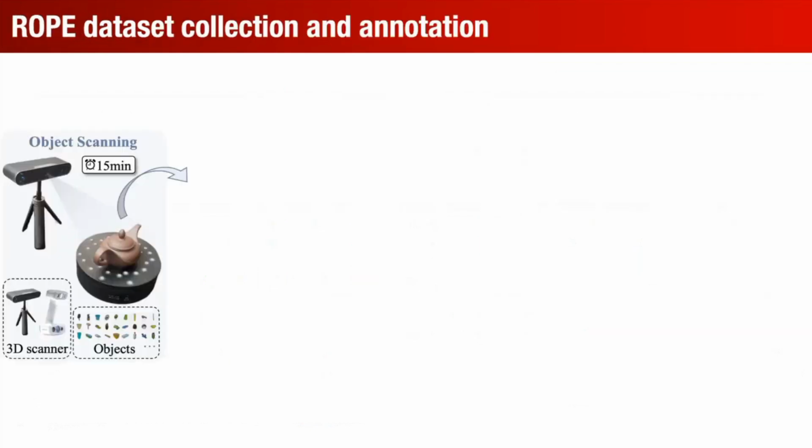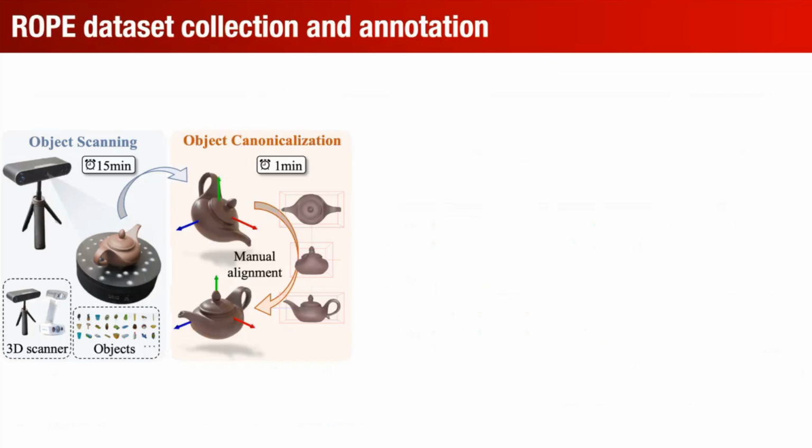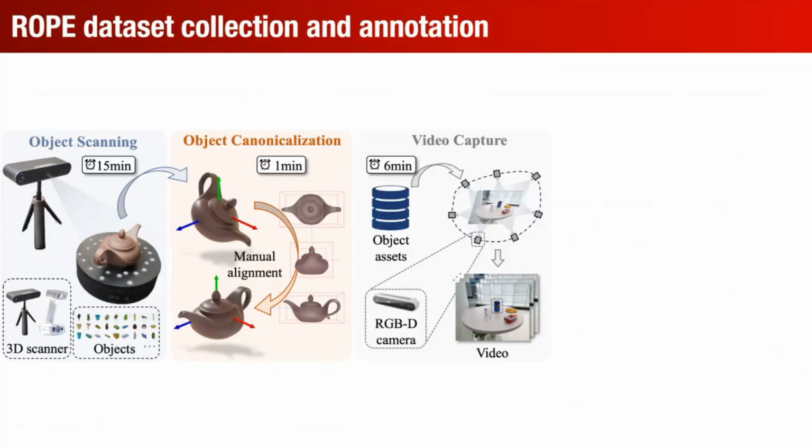For our ROPE dataset collection and annotation, we implemented a highly precise and efficient workflow. Initially, we use a high-accuracy scanner to obtain detailed 3D models of objects. We then manually align these objects to the canonical space. Next, we capture videos with an RGBD camera.